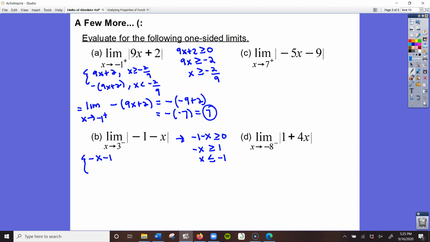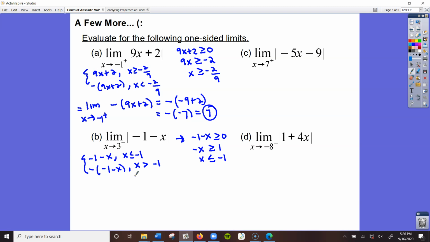Oh, I wrote the wrong order. Sorry, guys. I am making mistakes all over the place. Okay. So negative 1 minus x for when x is less than or equal to negative 1. And then negative all of negative 1 minus x for when x is greater than negative 1.